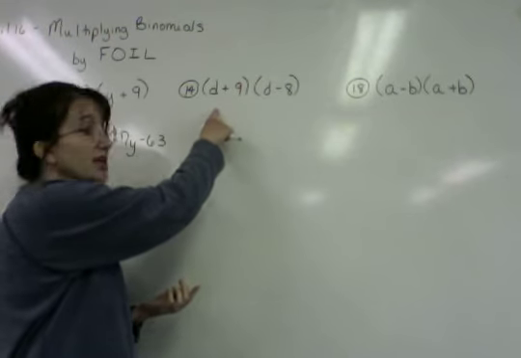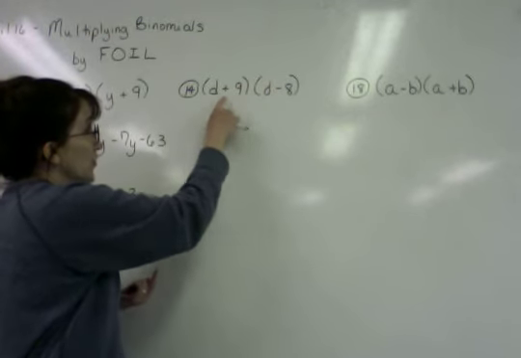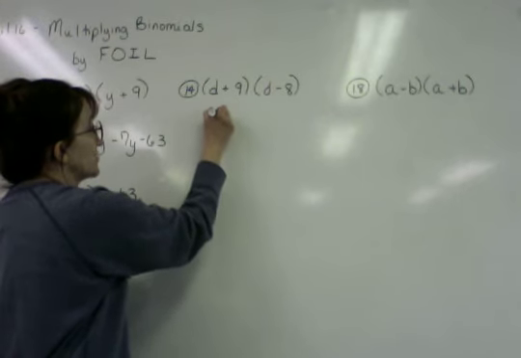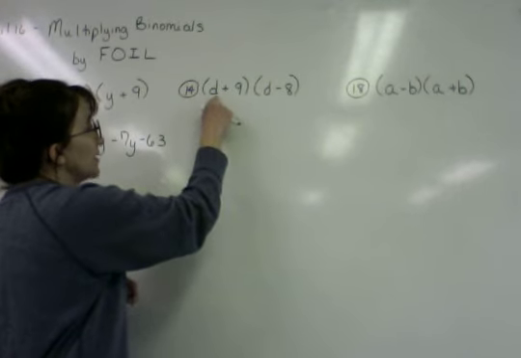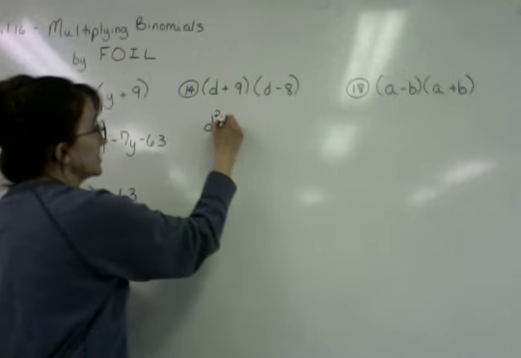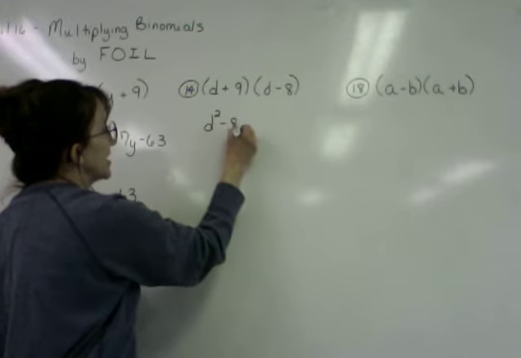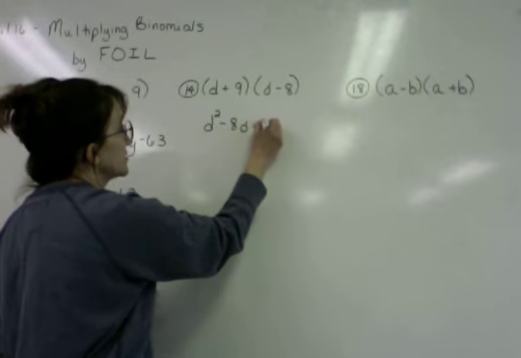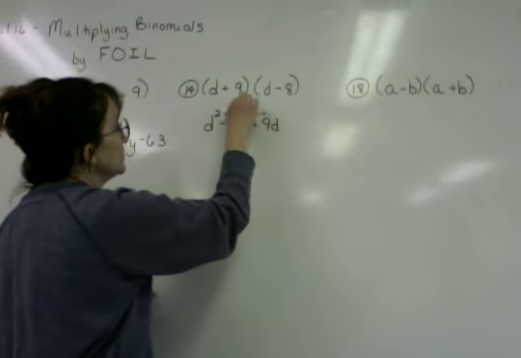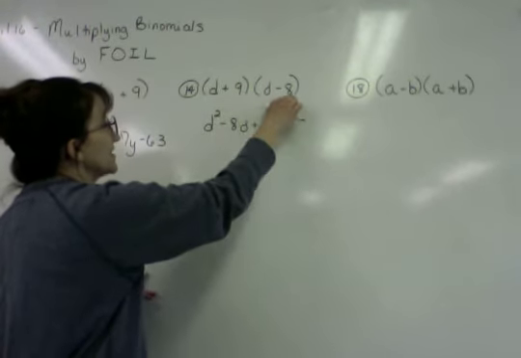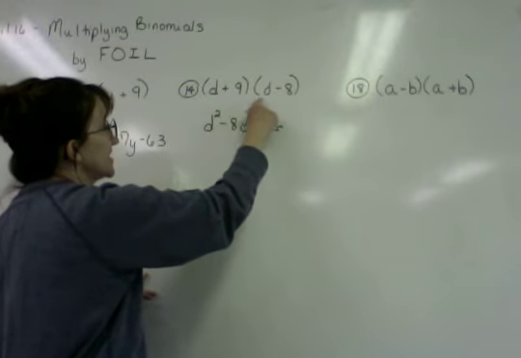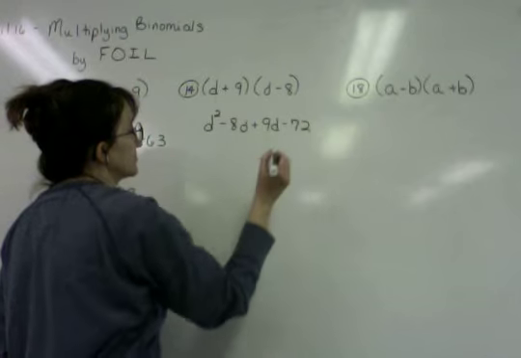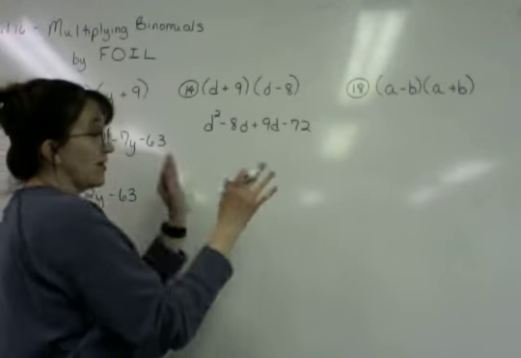We're going to multiply the first term, which is d. Remember, that becomes a d squared. I'm going to multiply the outer terms, d times negative 8. It becomes a negative 8d. Then I'm going to do the inner terms. That will be a positive 9d. And then I'm going to multiply the last terms, which is 9 times a negative 8, which becomes a negative 72.